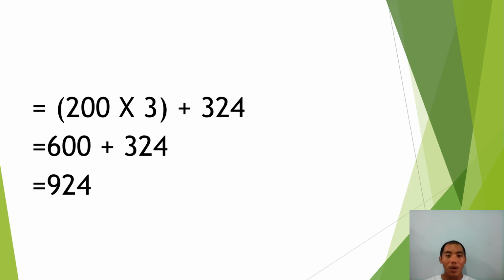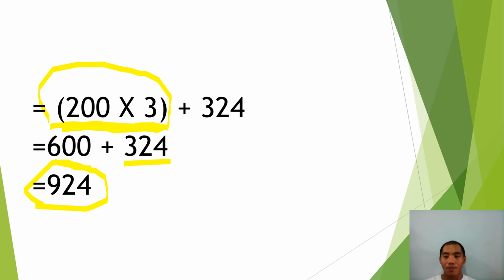Okay, another, we have here 200 times 3. Let's solve first the number within the bracket. So 200 times 3 is equal to 600 plus 324. So 600 plus 324 is 924. Okay, first we solve these numbers within the bracket before we add the next number.